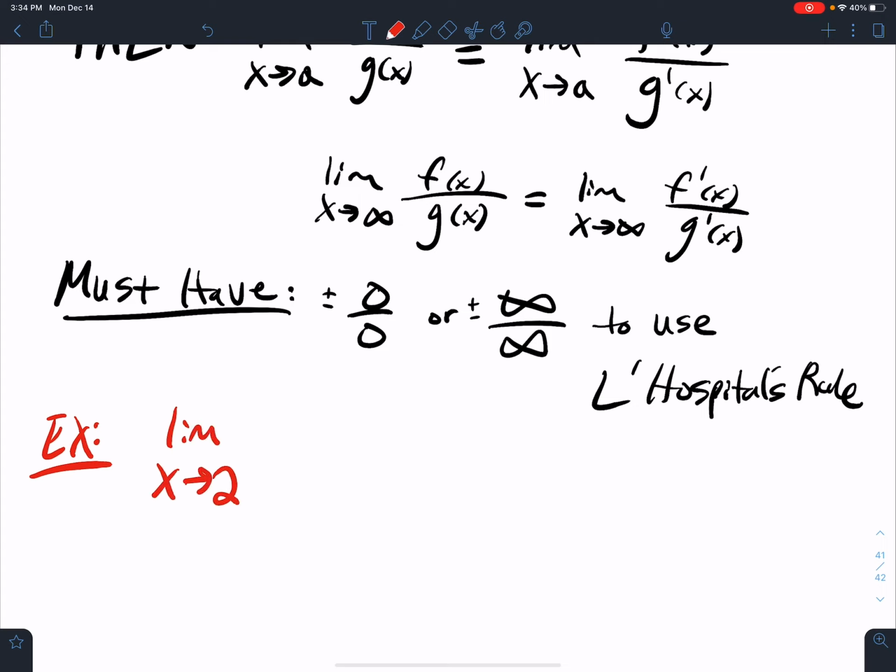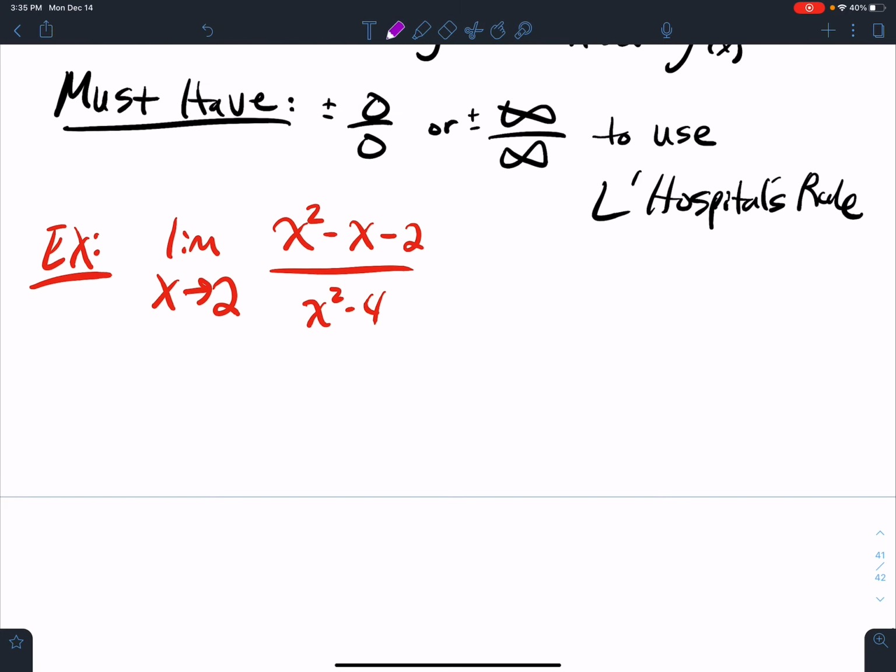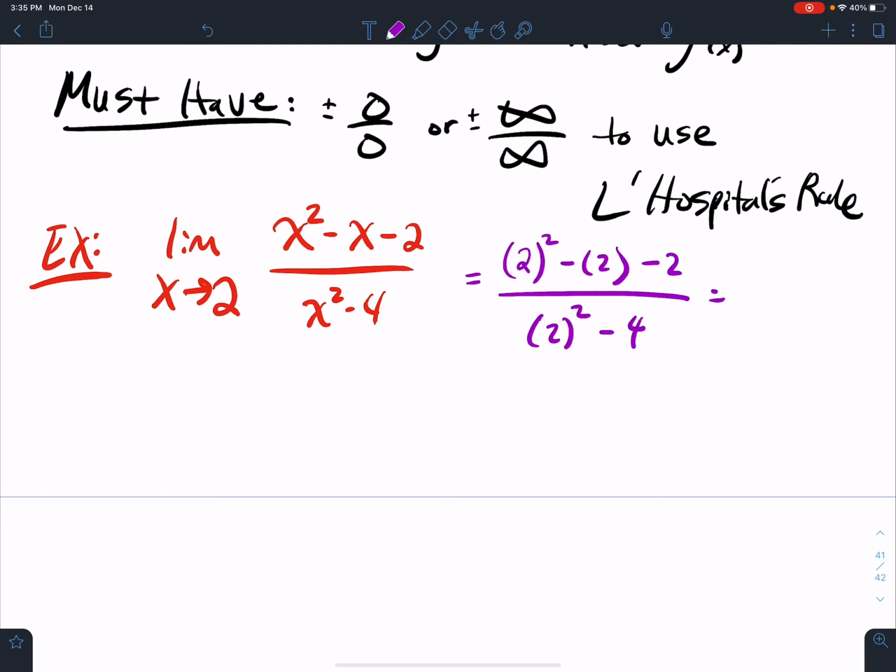The limit as x goes to 2 of x squared minus x minus 2 over x squared minus 4. The first thing I always do whenever I see a limit problem is plug in and see what happens. So when I plug in, what do I get? 2 squared minus 2 over 2 squared minus 4. So this is going to be 4 minus 2 over 4 minus 4. That's 0 over 0. So I write out the form. What is the form? It's 0 divided by 0.